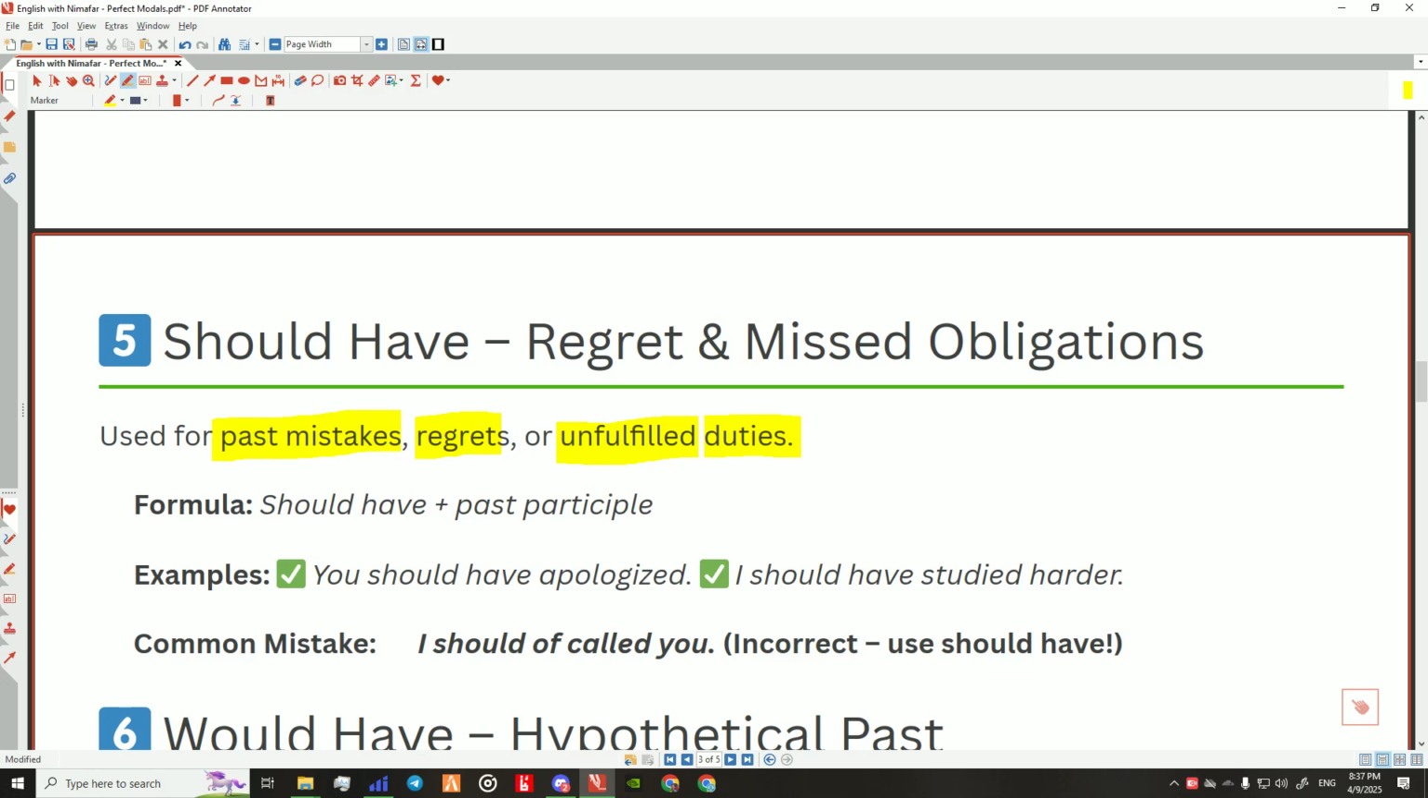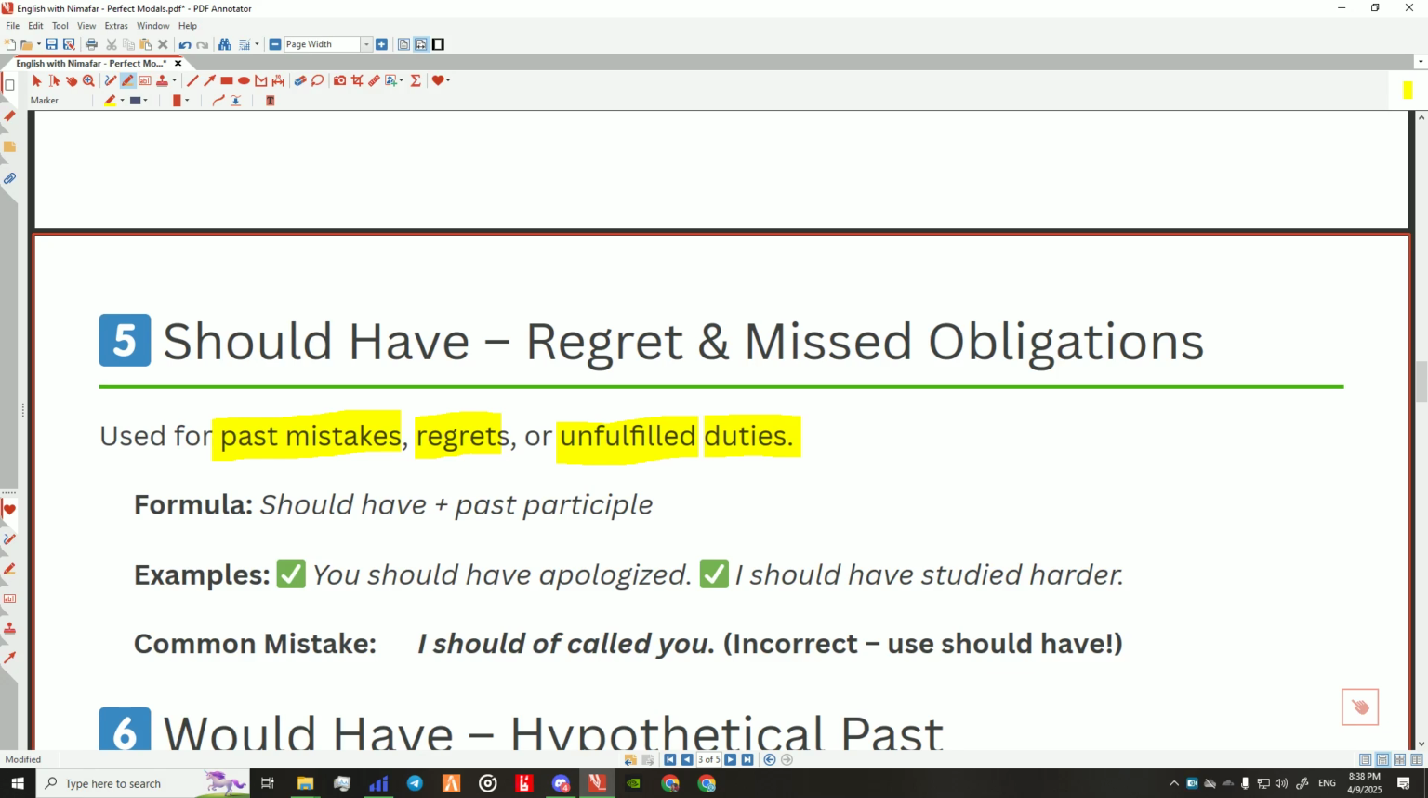Anyway, should have plus past participle. You should have apologized, but you didn't. When you say you should have done something, there is a hidden sentence: but you didn't. You should have studied harder, but you didn't. He should have bought the tickets, but he didn't. We should have left early, but we didn't.